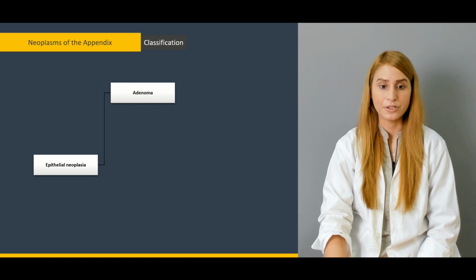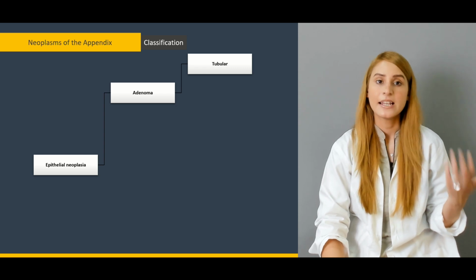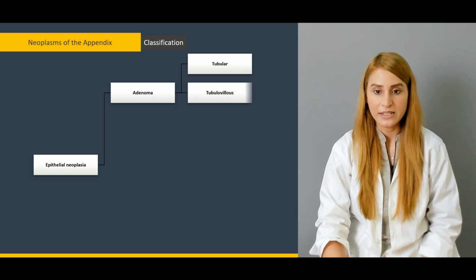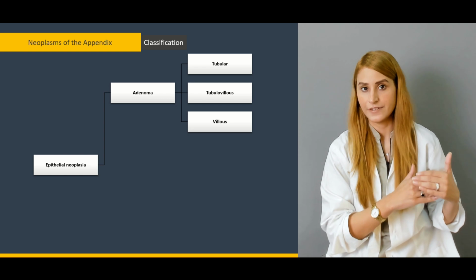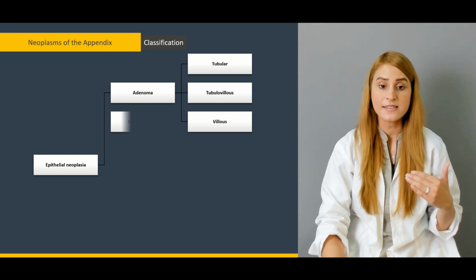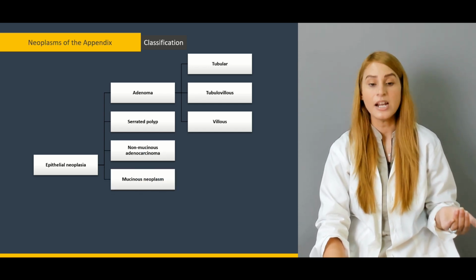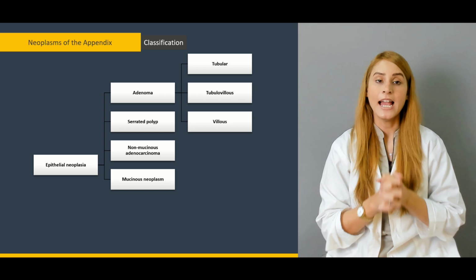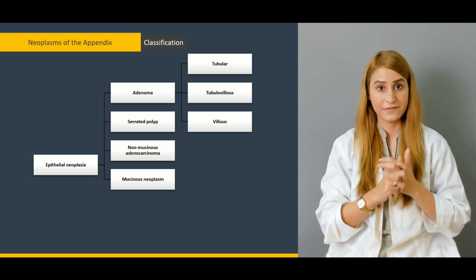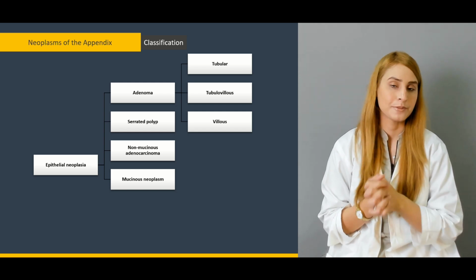Appendicular tumors are not very common, but the most common one is the carcinoid tumor. If we classify the neoplasms of the appendix, there are those epithelial in origin, and there can be adenoma, which can be tubular, villous, or tubulovillous. There can be a serrated polyp, a non-mucinous adenocarcinoma, or a mucinous neoplasm. These are the classification for the epithelial neoplasms of the appendix, which are rare tumors. The most common thing in the appendix is acute appendicitis.